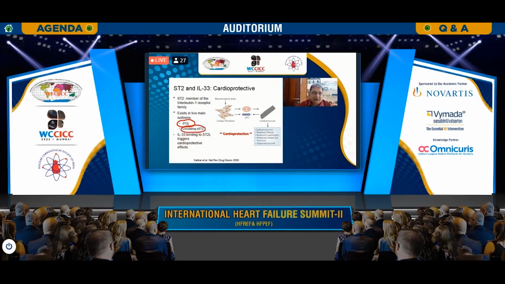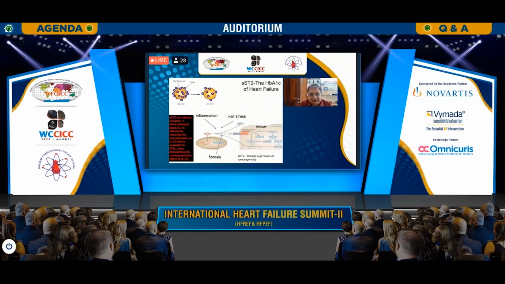However, there is another form of ST2 which is called the soluble ST2. Now, this soluble ST2 is the one which creates all kinds of trouble. What the soluble ST2 does is act like a decoy receptor. It takes away IL-33 from the myocyte into its own combination, and does not allow the protective combination of IL-33 with the cardiomyocyte. So the protective actions of IL-33 are lost, and the result is more fibrosis, more stiff ventricles, more hypertrophy, and reduced survival. So levels of soluble ST2, not the ST2L, can be used as we use HbA1c. They predict the progression and presence of a disease.